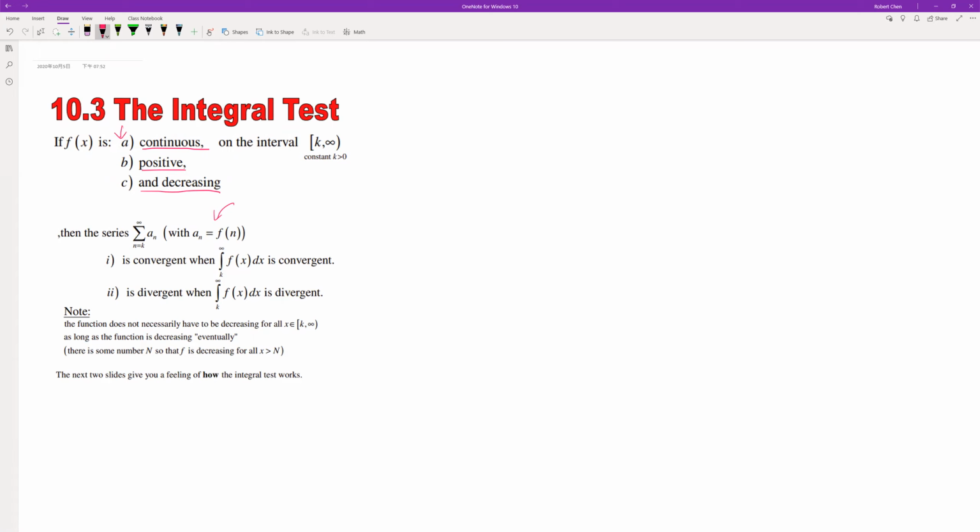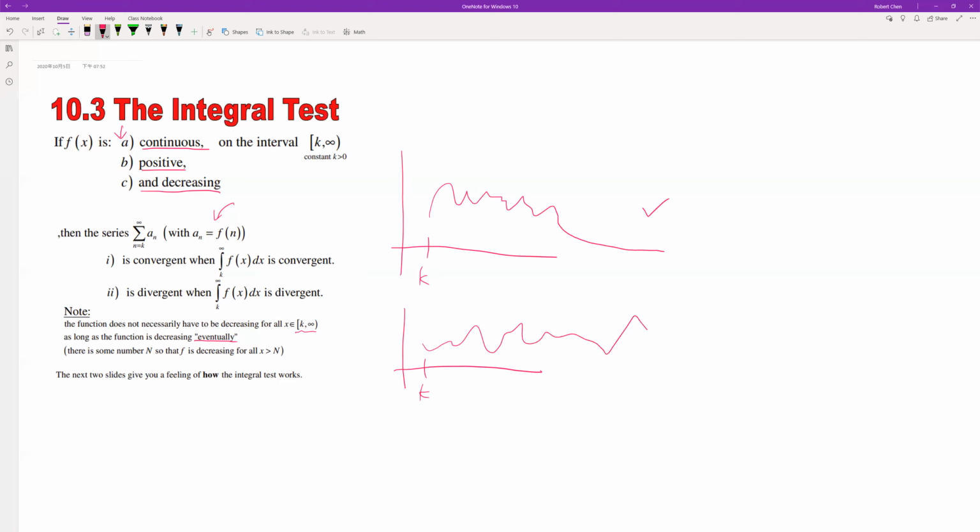the integral is divergent. Note that the function does not necessarily have to be decreasing for all x within the domain. It's just that as long as the function is decreasing eventually. So let's say I have a function here, and the function is like this. As long as it's decreasing at the end, this is fine. What we don't want is something like this, where we don't know if it's going to decrease or increase, but as long as the function is decreasing eventually, then we should be fine.